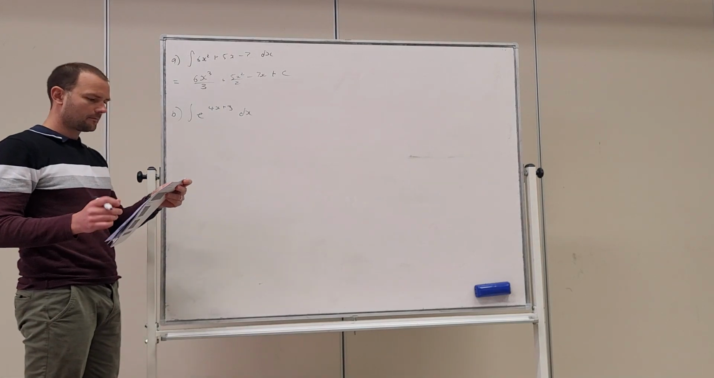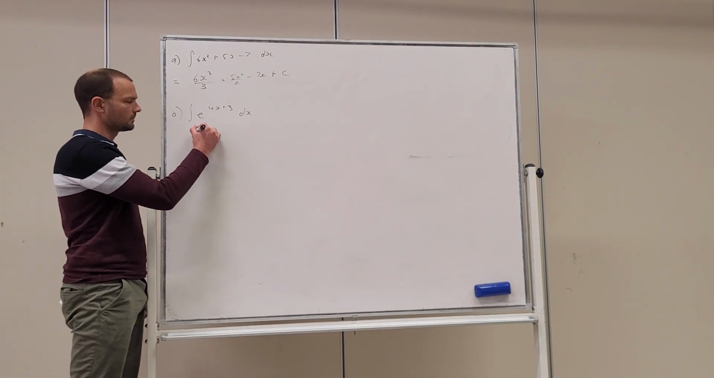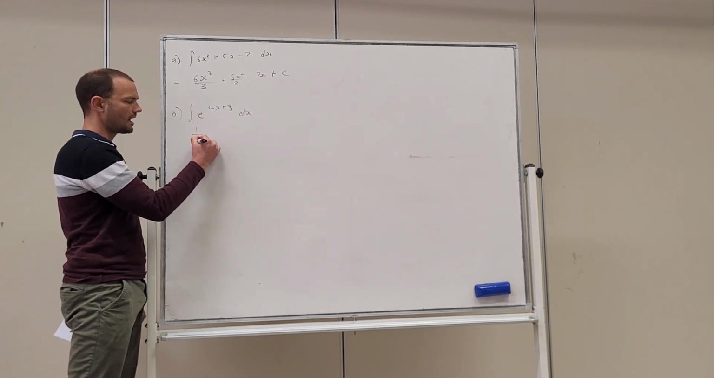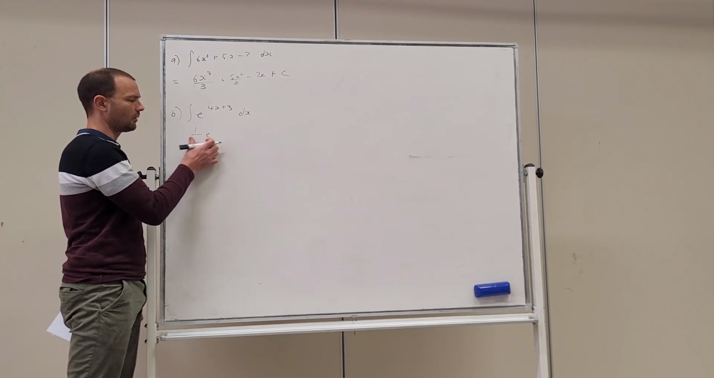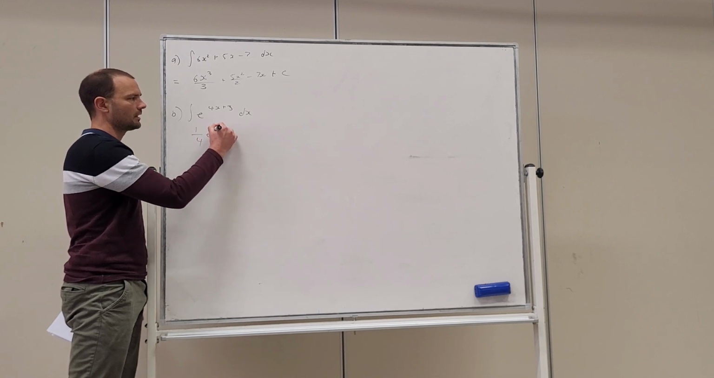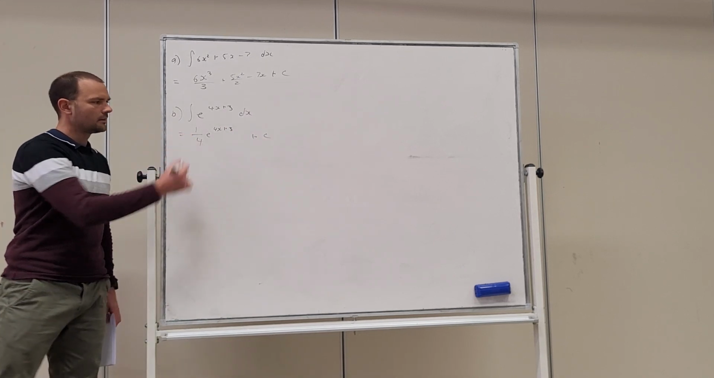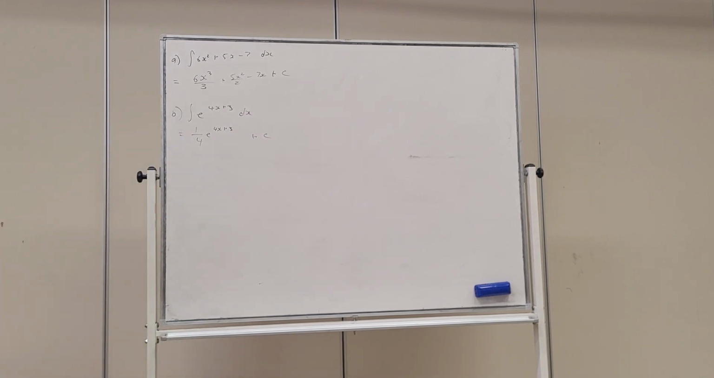Integral of e to the 4x plus 3 is going to be e to the ax plus b, 1 on a, so 1 on 4 in our circumstance, e to the ax plus b. And then the plus c hanging out in order for it to fill in for the constant.